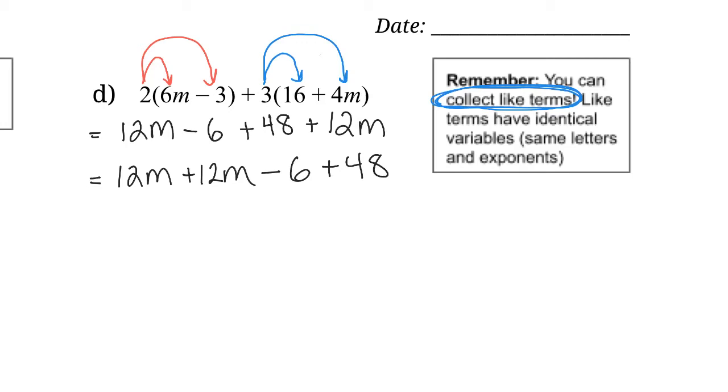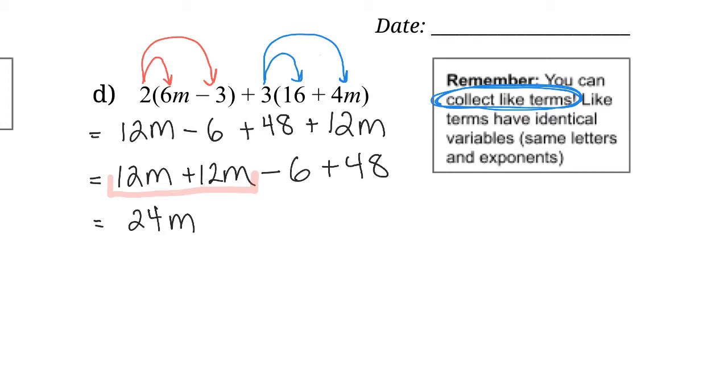Once you've collected like terms, you are just going to perform the math. So we have 12m plus 12m, which is 24m. Remember, you're just adding together the numbers. So 12 plus 12 is 24. Do not add together or change the letters. You're just going to recopy it. So 12m plus 12m, 24m.